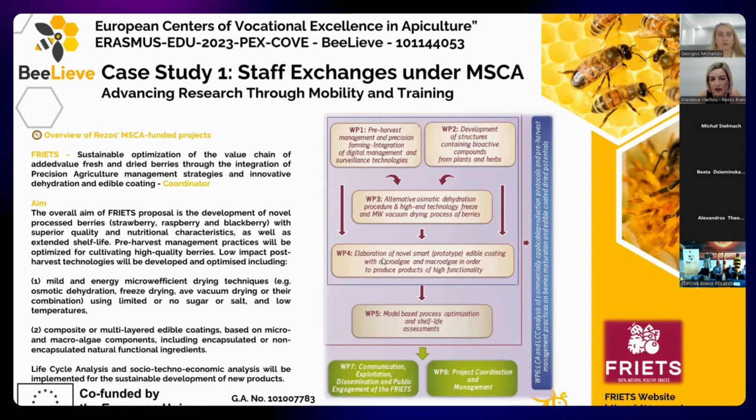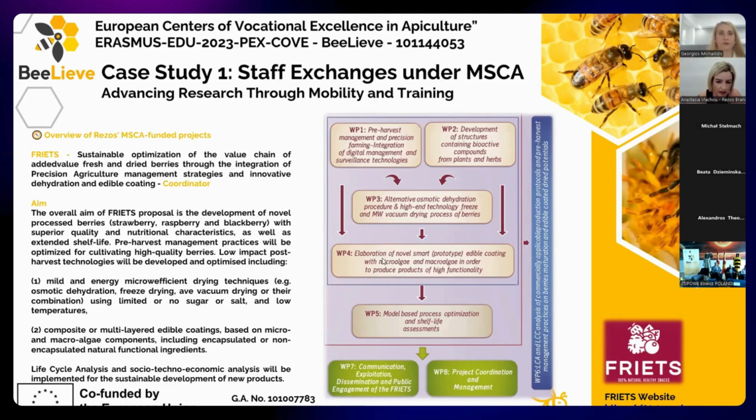The first and the longest, it is almost completed, is FRITZ project, Sustainable Optimization of the Value Chain of Added Value Fresh and Dried Berries through the Integration of Precision Agriculture Management Strategies and Innovative Dehydration and Edible Coating. That's a long title. So this project aims to develop high-quality dried berries with extended shelf life using energy-efficient technologies and edible coatings. And in this project, we also integrate precision agriculture, and we conduct sustainability and socioeconomic analysis.